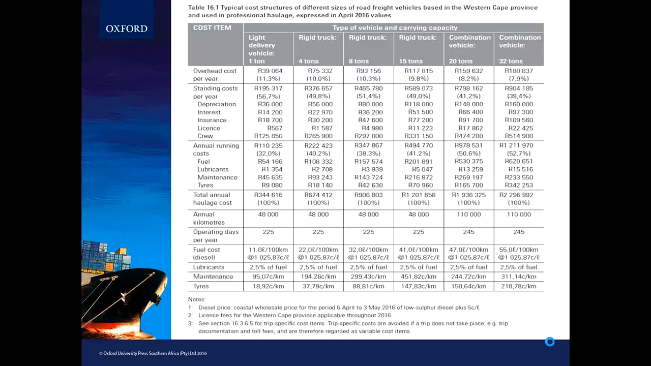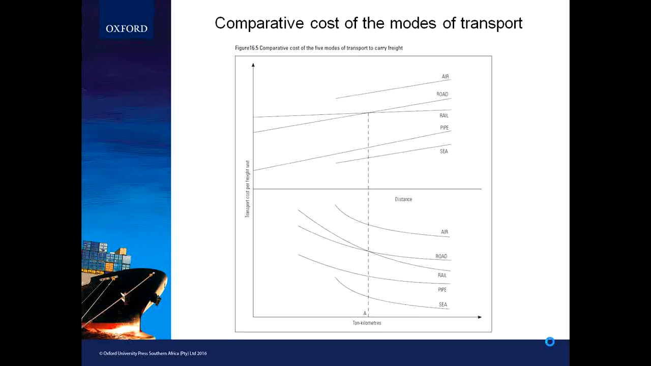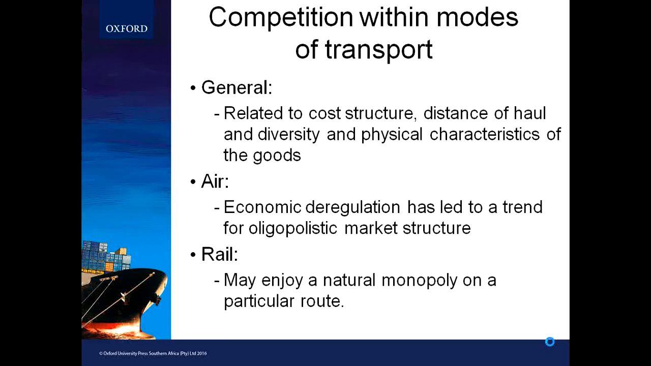Then moving on, these are some of the important typical cost structures for different sizes of road freight vehicles based on a particular province in South Africa. So this will give you an idea of the types of vehicles carrying those particular values. Cost of mode transport, similarly the graph shows you the idea.